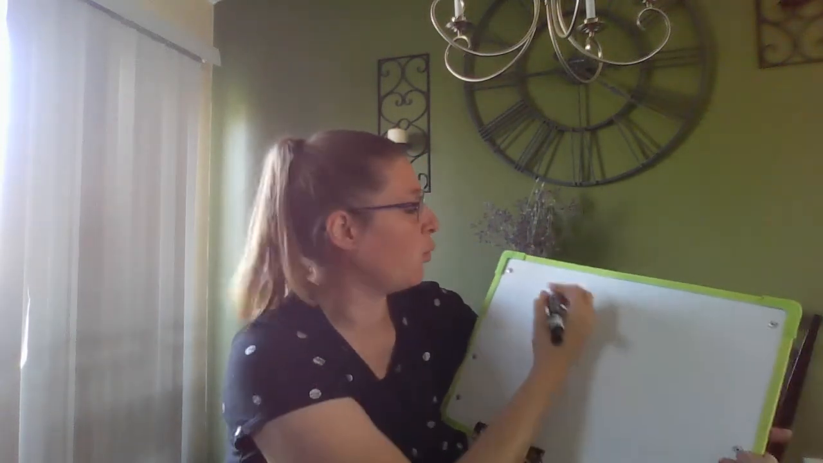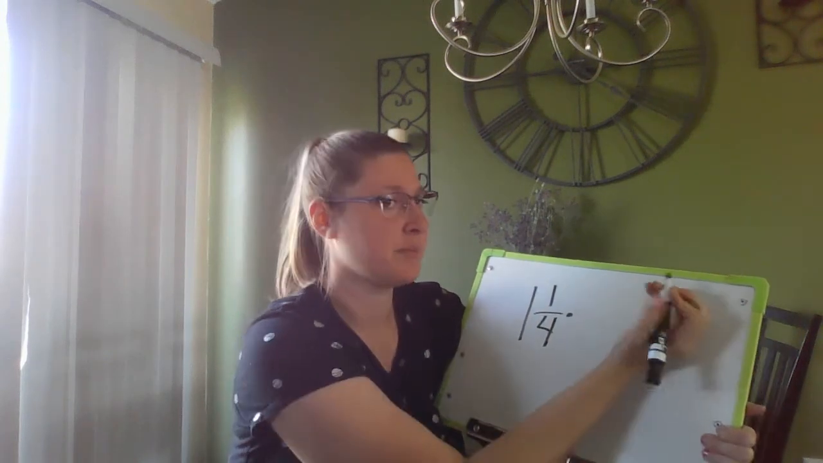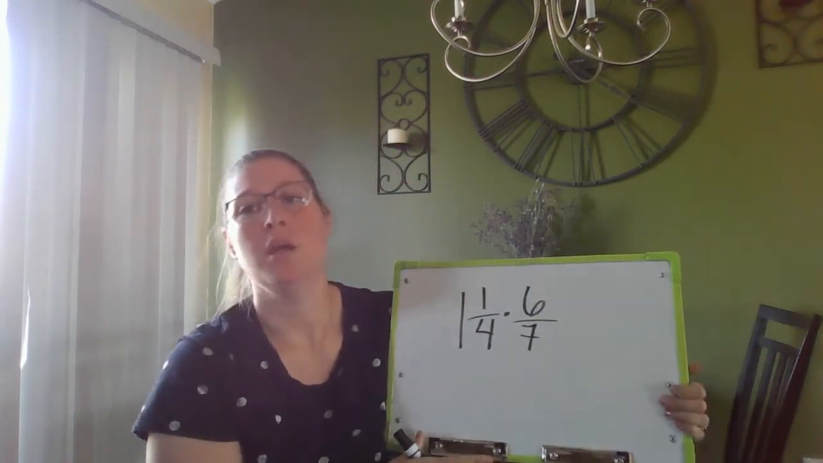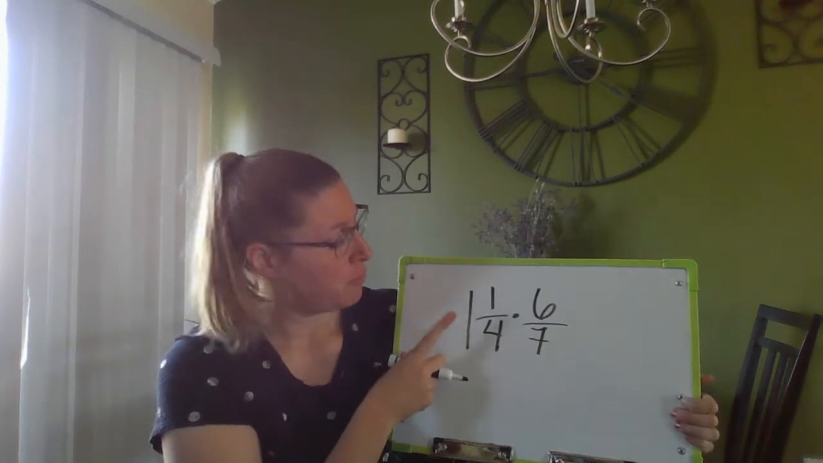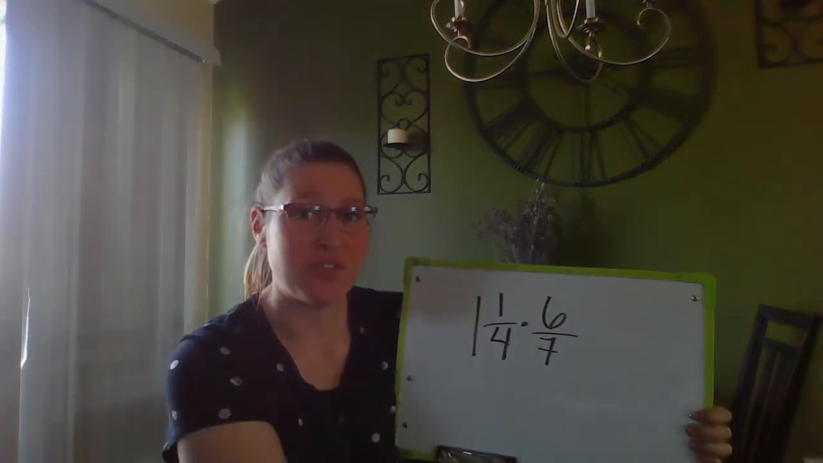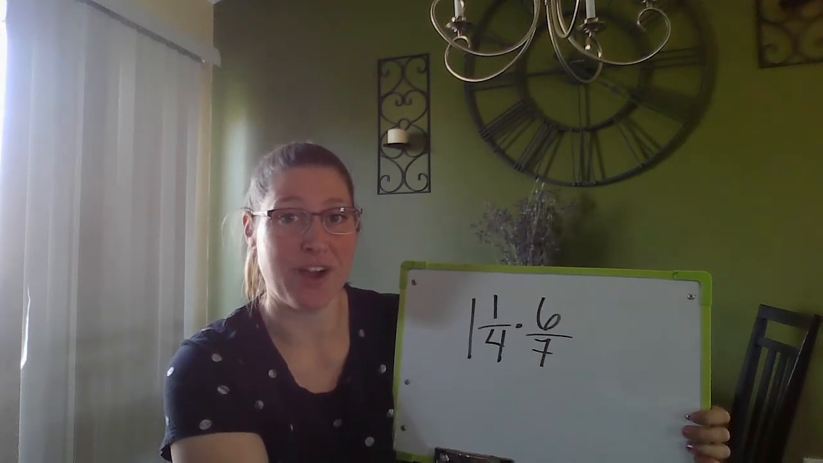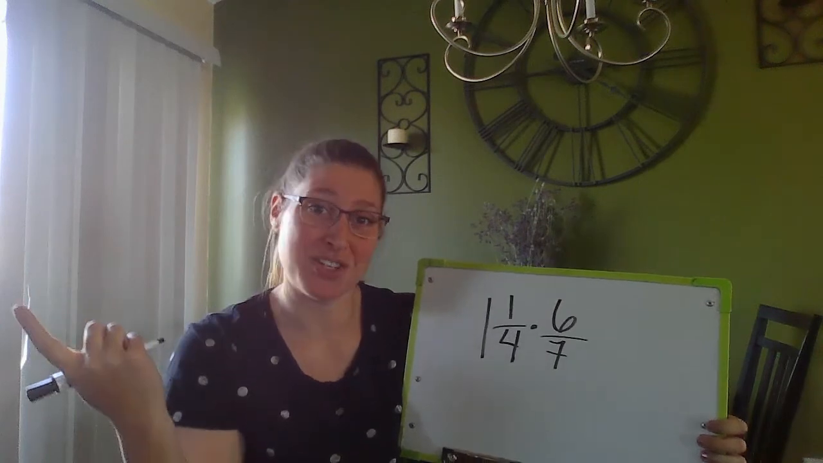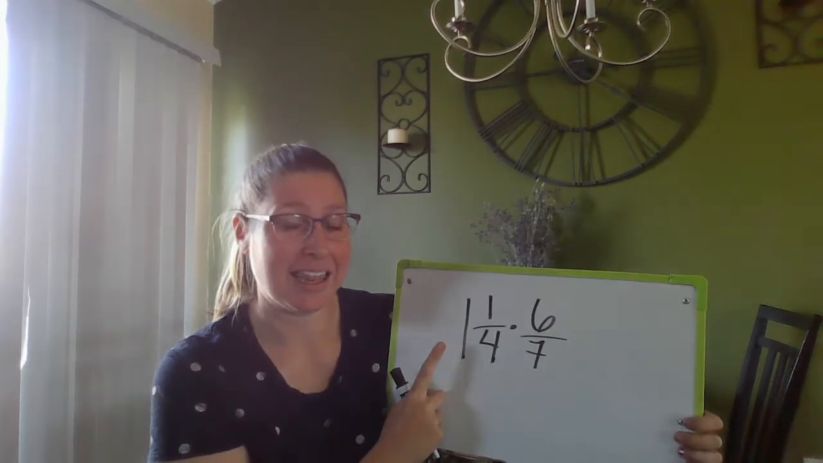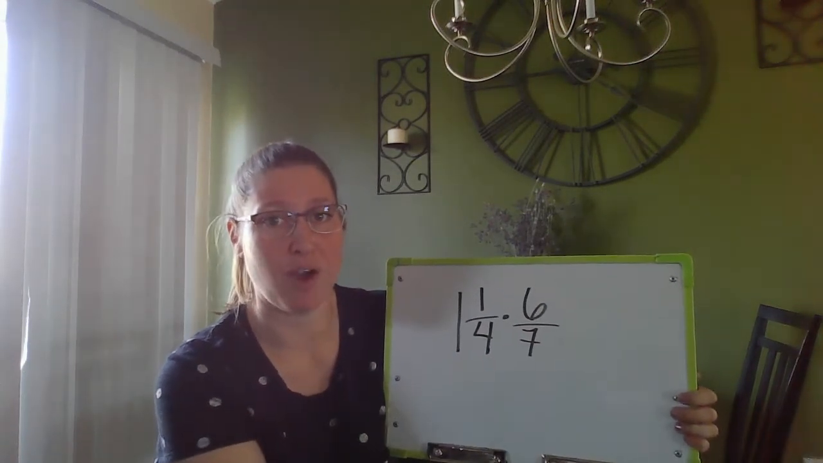So let's look at 1 1/4 times 6/7. So if you remember, mixed numbers are where I have a whole number and a fraction. In a previous video, we talked about how to convert mixed numbers into improper fractions. I'm going to put it up in the eye just so you can find it if you need it. But I'm going to have to turn this mixed number into an improper fraction before I can multiply across.